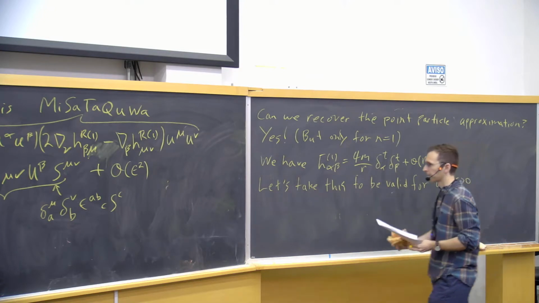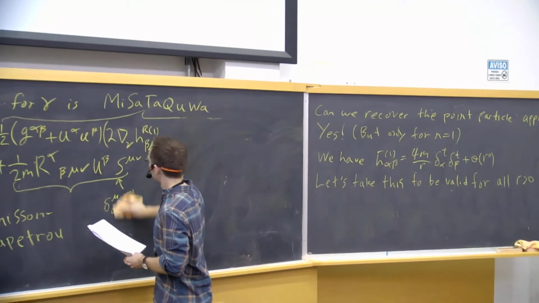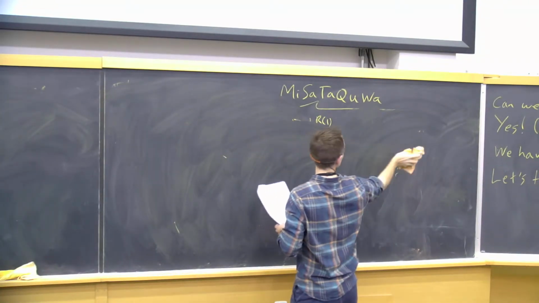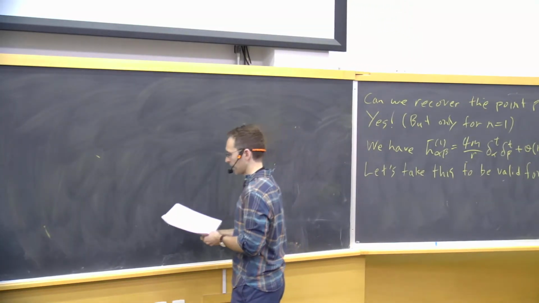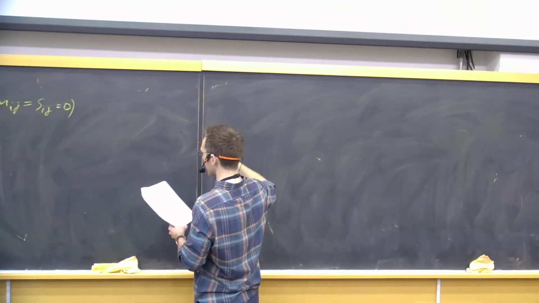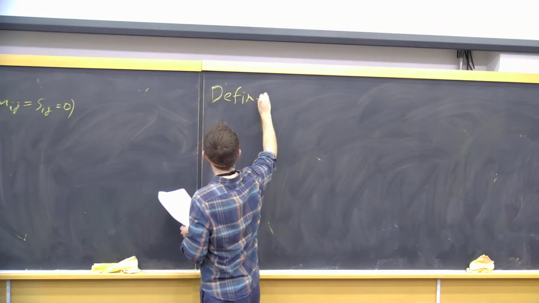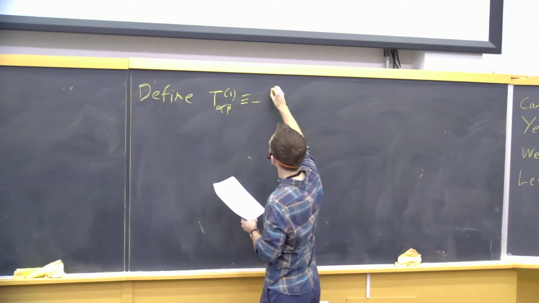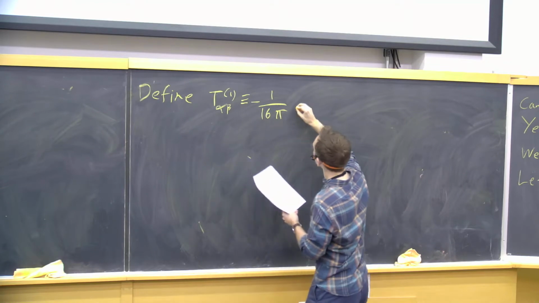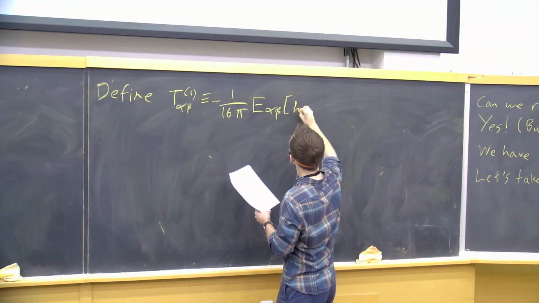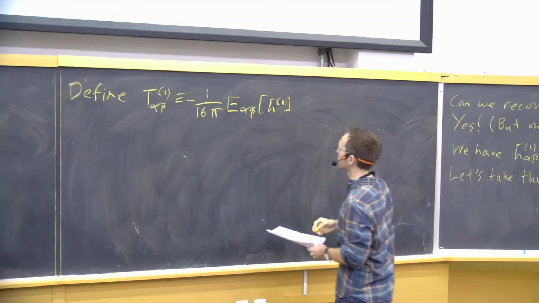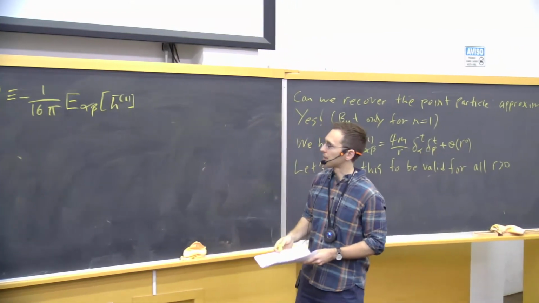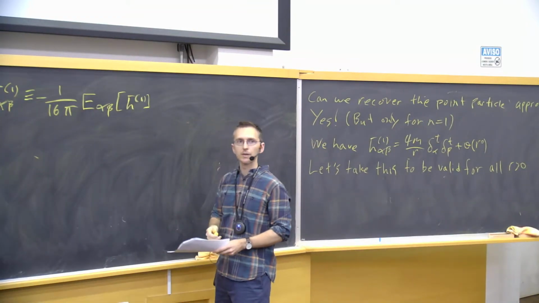Now, once we've done that, we can then show that a metric of that form satisfies a point particle Einstein equation. So let's just define the first order stress energy tensor to be whatever comes out of the linearized Einstein tensor, in this case in the Lorentz gauge. So this is just rewriting the first order Einstein equation and just defining the stress energy to be whatever comes out of this operation.